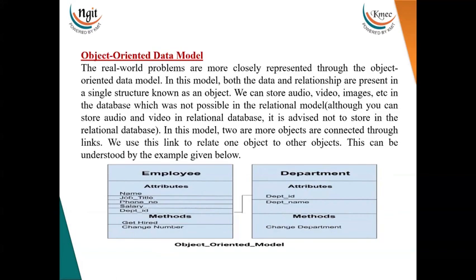Every entity can have multiple objects. Similarly, we have another object called department. Department is the entity name and the attributes are department ID and name, and the methods. What a department is used for, what actions can be taken as part of the department can be given here. These two objects can be related with each other, maintaining a relationship. With this, we come to the end of data models.